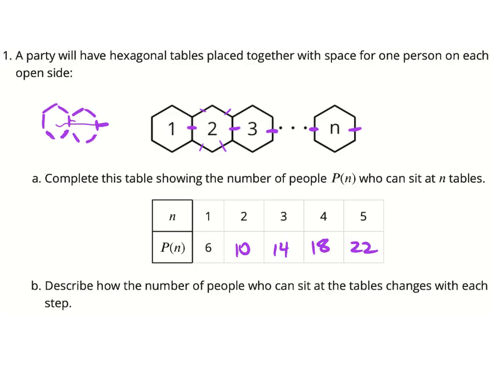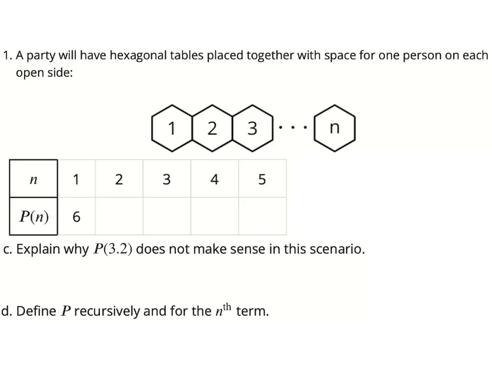All right, so now, describe how the number of people who can sit will change by step. So we're adding 4. Let's see. Oh, C and D. All right, here's C and D on this slide. I'm sorry, I was looking at C and D. Explain why P of 3.2 doesn't make sense. Your inputs have to be whole numbers because you cannot have 3.2 tables.